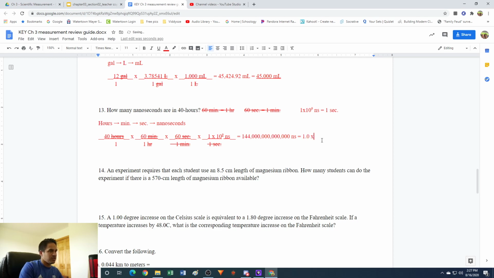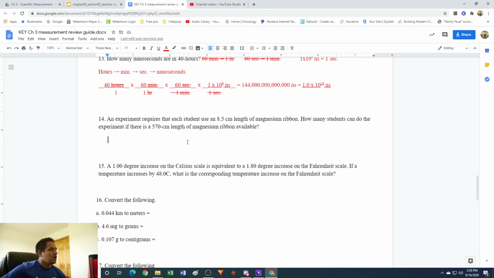So we're going to have 1.0 times 10. And in this case, we have to move the decimal over 1, 2, 3, 4, 5, 6, 7, 8, 9, 10, 11, 12, 13, 14 places. So times 10 to the 14th nanoseconds. All right, so there's our final answer with the right number of significant figures. And we're going to do it in scientific notation just to make it smaller.